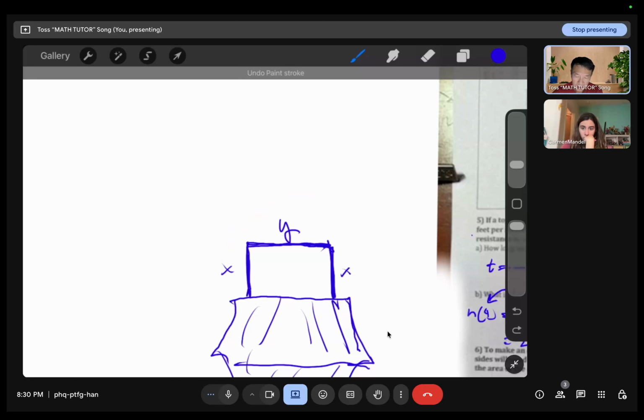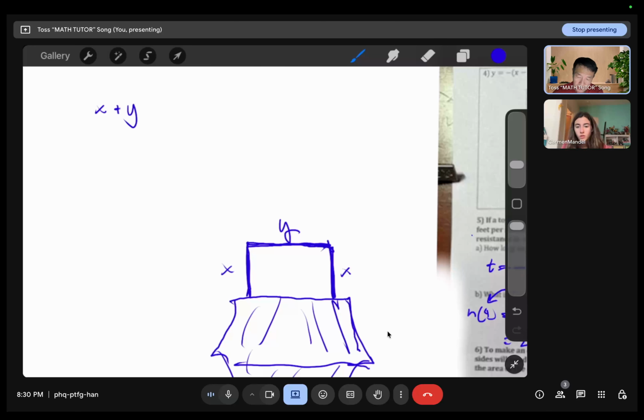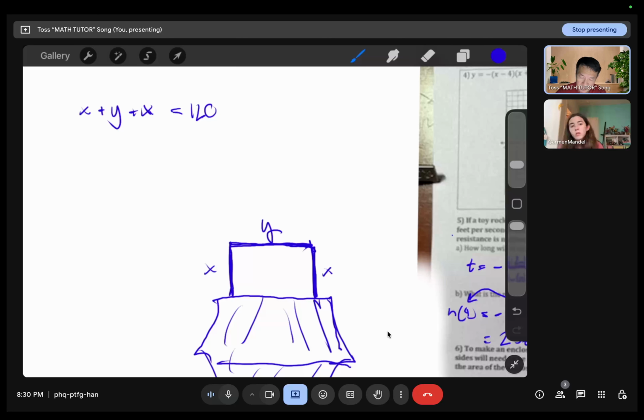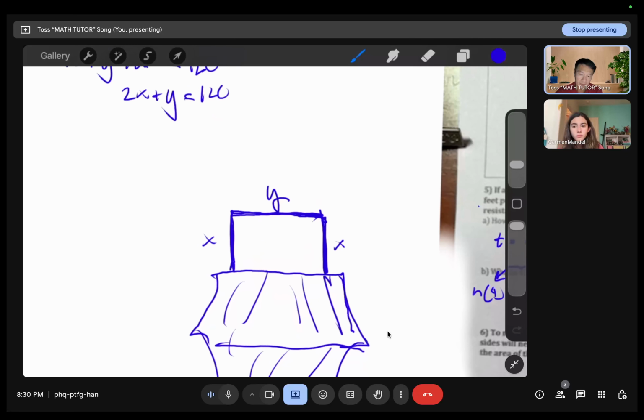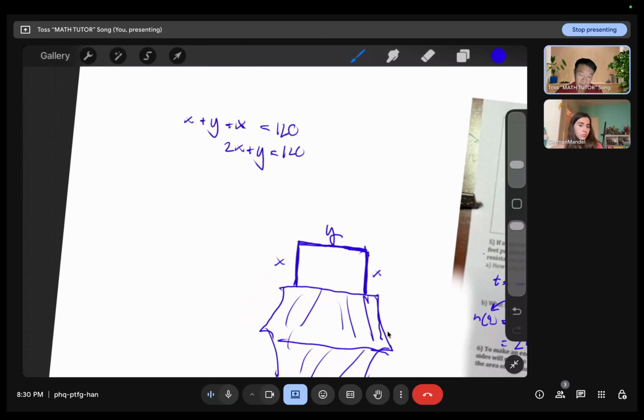You remember? It's x plus y plus x equals 120. Do you agree? Because it describes the material around it. So you can write that and then clean that up a little bit. So it's 2x plus y. It doesn't matter how you clean this up. It equals 120. Now, you may need to solve for one or the other in a moment. It doesn't matter which one, I'll be honest, but let's put that on hold.